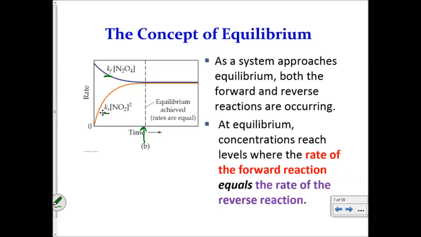Why is it slowing down in its speed? Well, because products are being made. So the products now are being made, they have a chance to start making reactants. So they're going to start to pick up their speed. That's why you can see the reverse reaction starts to pick up speed. The forward reaction starts to decrease in its speed till they meet at equilibrium.